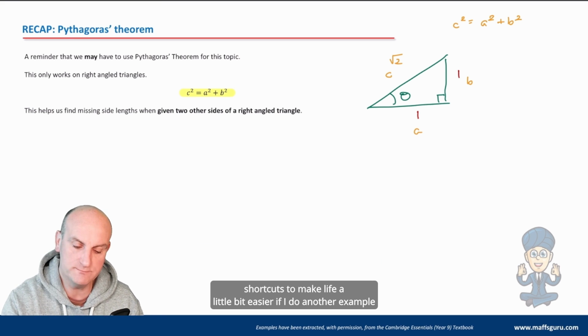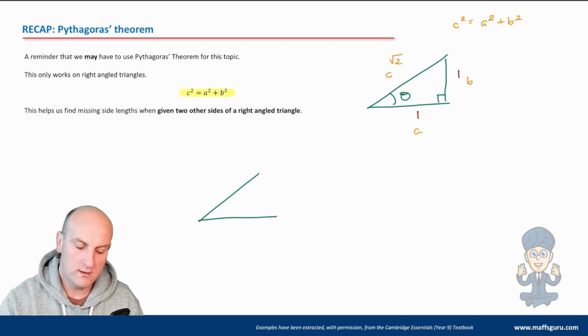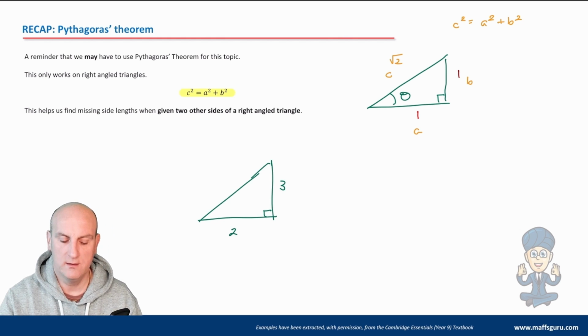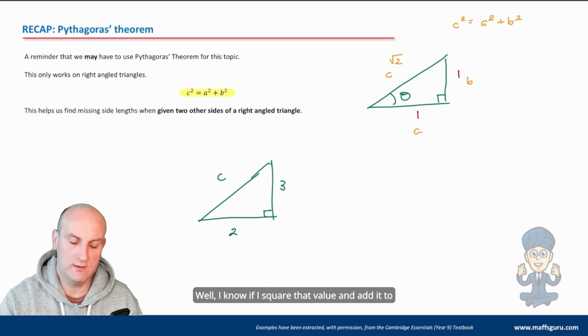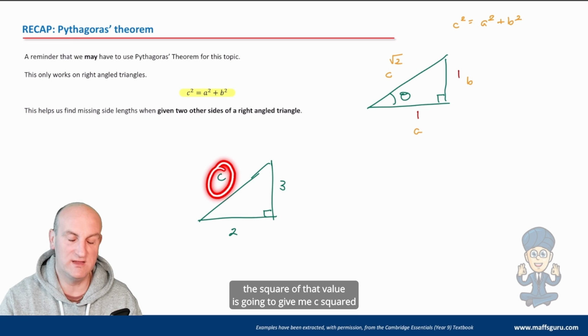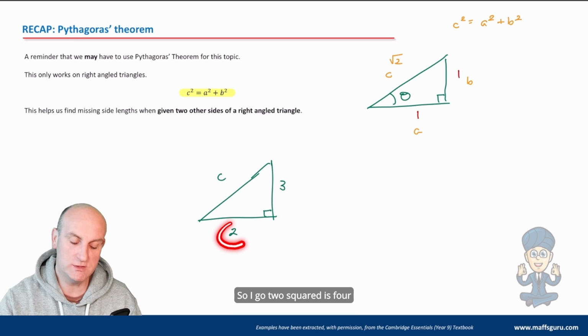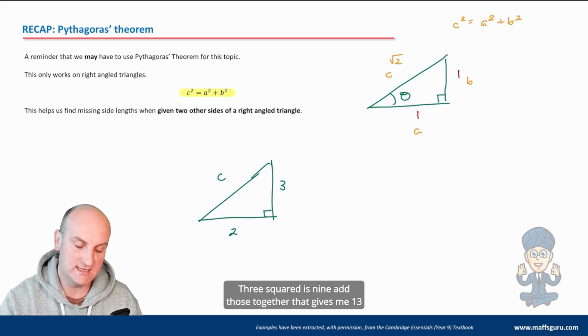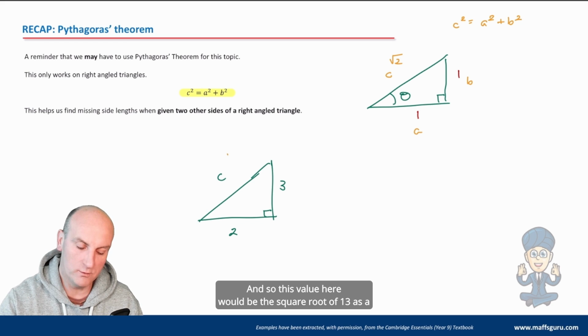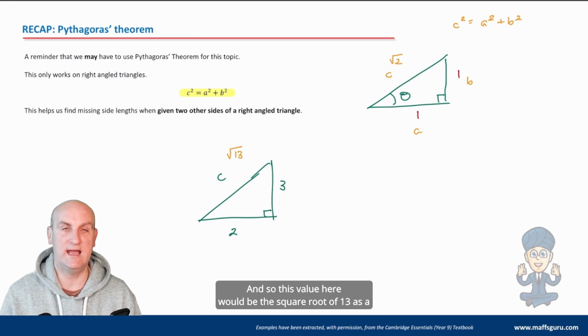If I do another example, let's have 2 and 3 there, and I call that C. Well, what do I know? If I square that value and add it to the square of that value, it's going to give me c squared. So 2 squared is 4, 3 squared is 9, add those together, that gives me 13. And so this value here would be the square root of 13 as a surd.